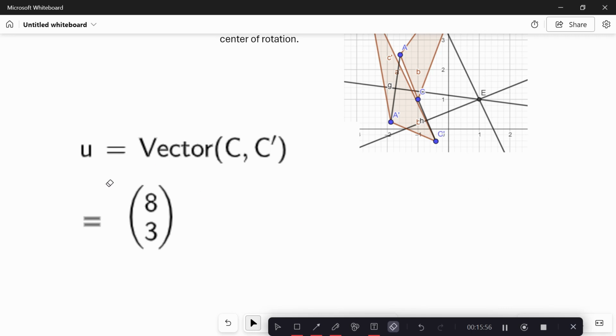Okay, here's my vector. When I read a vector, it looks like an ordered pair, like for a point. And the first number on top is the X value. It tells me to go right or left. And the second number on the bottom is the Y value. It tells me to go up or down. So this will be positive 8 over positive 3 means go to the right 8 and then go up 3. Okay.